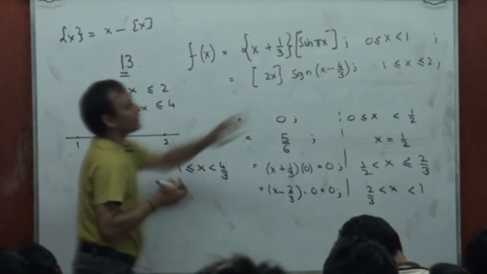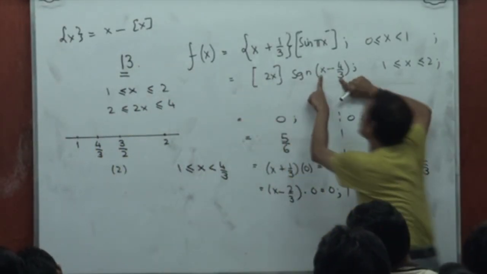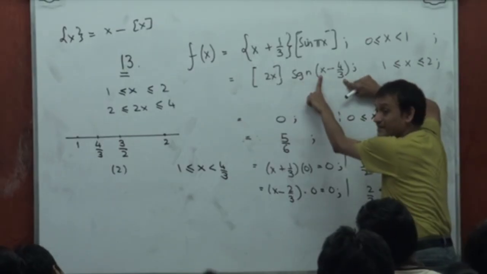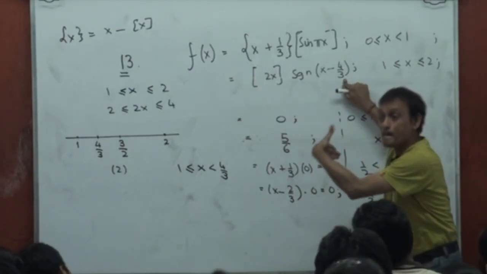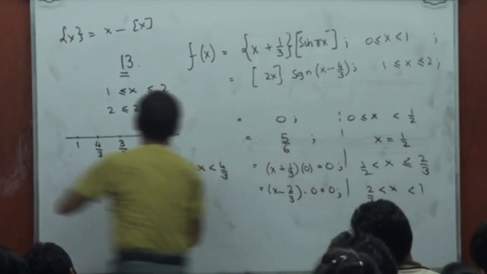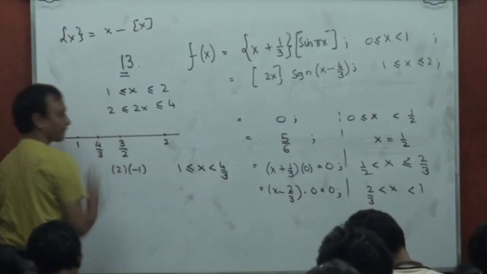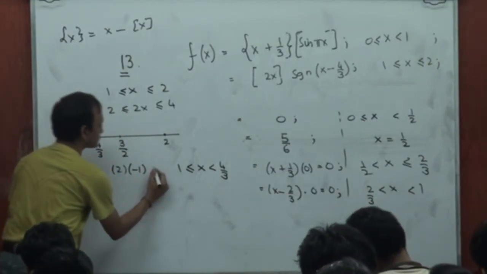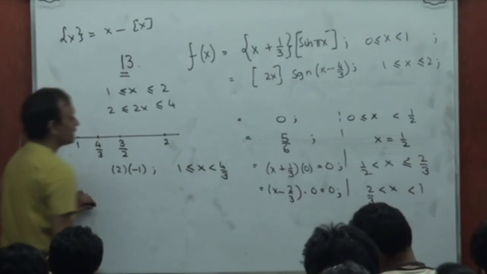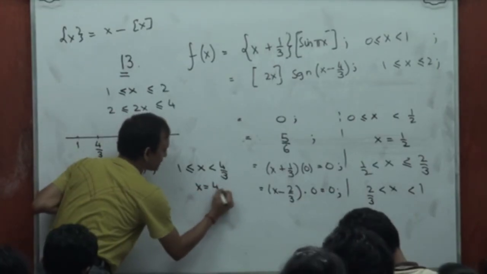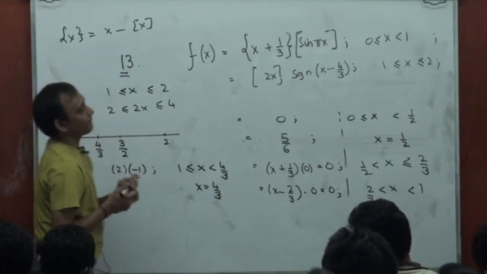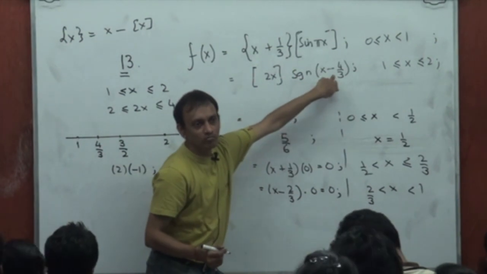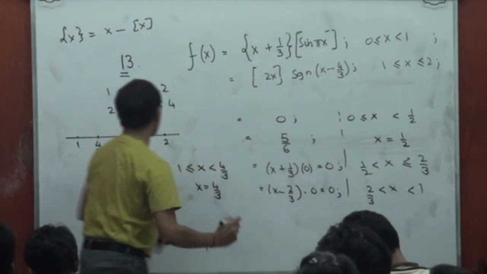And since x is less than 4/3, x minus 4/3 is negative, signum of this would be minus 1. Right? At x equal to 4/3, signum will be 0, so this becomes 0.